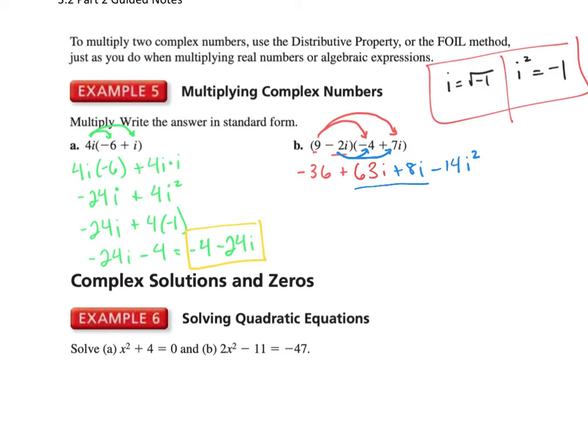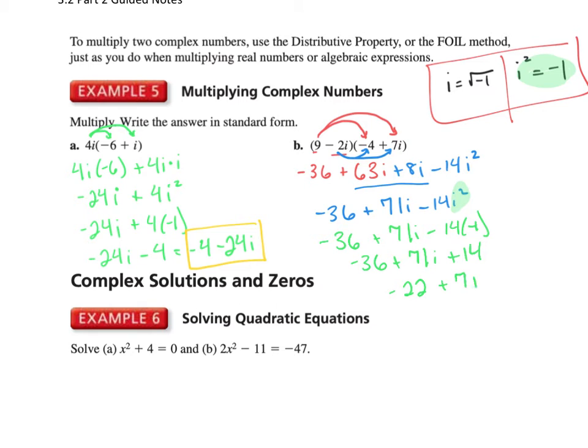Simplify by combining like terms. So we combine the i's. So -36 plus 71i minus 14i squared. And see, we see the i squared. We can change that to -1. So minus 14 times -1. Simplify that. So it's plus 14. Add like terms. -36 plus 14 is -22. So -22 plus 71i. And this is in standard form. The real numbers are first, and the imaginary part is second.